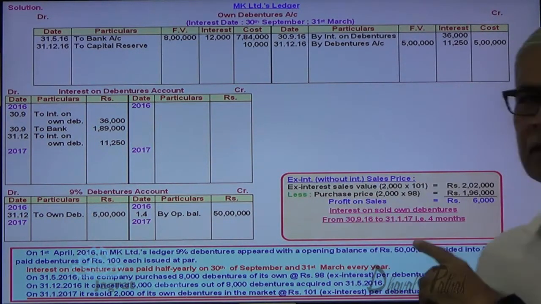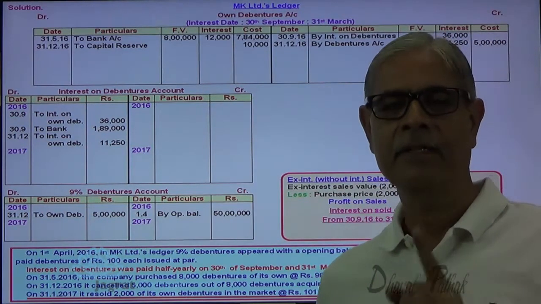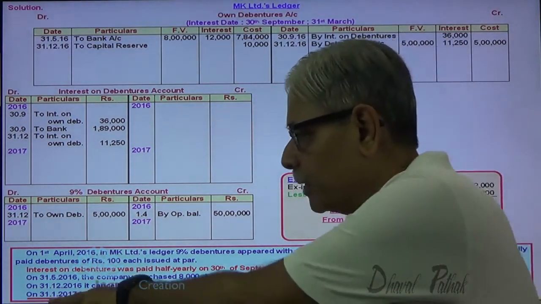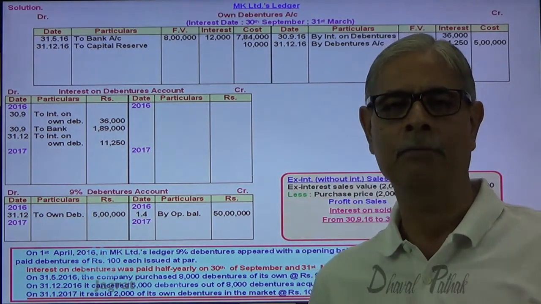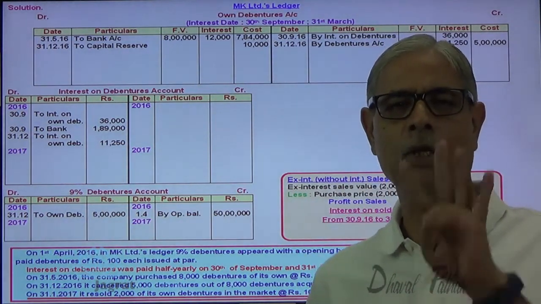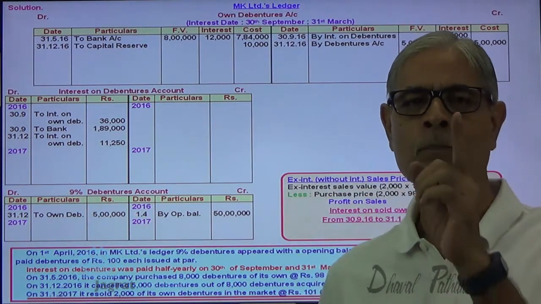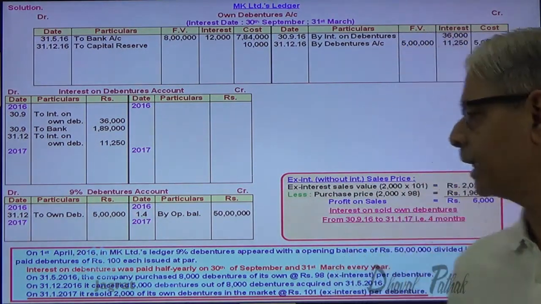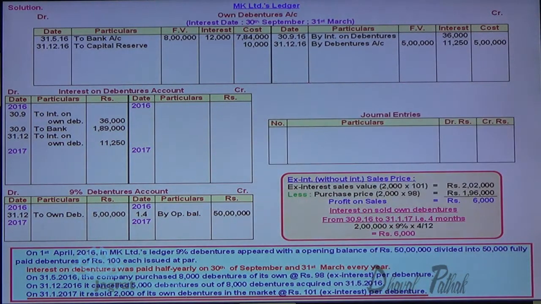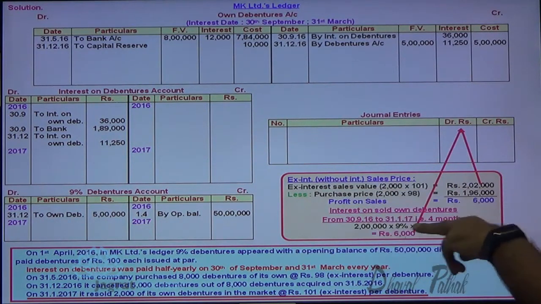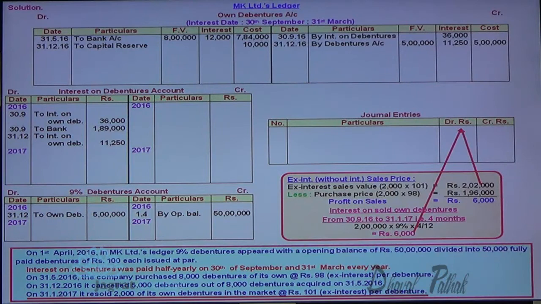Now when you sell, you are earning interest till the date of sale. Date of sale is 31st of January. Last interest was paid on 30th September. October, November, December and January, 4 months interest you are entitled to. So 4 months interest on 2 lakhs at the 9% into 4 months. This is the interest that I am going to receive. Now the journal entry. Bank account debit 2 lakh 2000 plus interest.